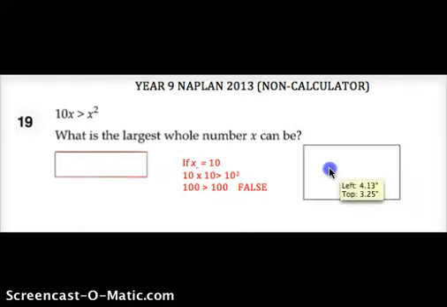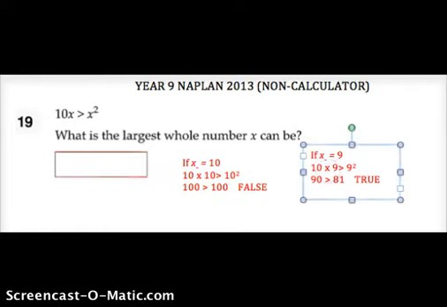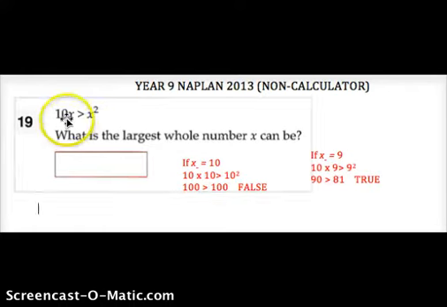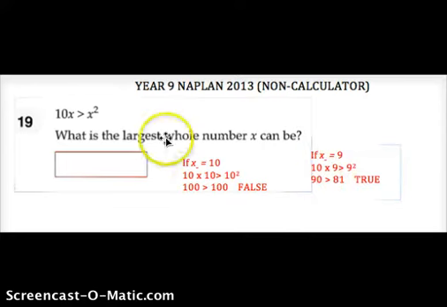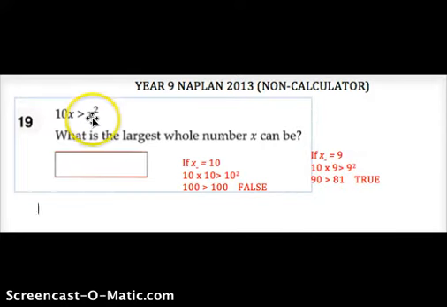So let's try if x is 9. So looking at the left-hand side, we've got 10 times 9. Now 10 times 9, if we worked it out, we get 90 on the left-hand side. We'll put our greater than symbol in. And on the right-hand side, if x is 9, we get 9 squared.